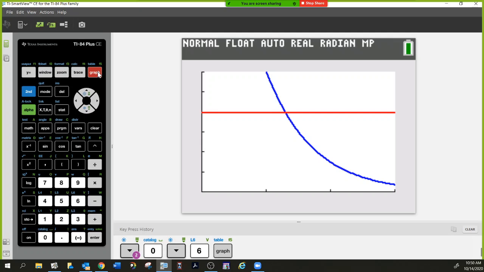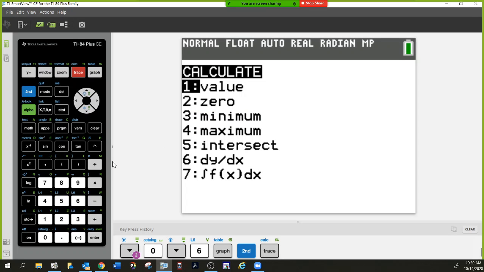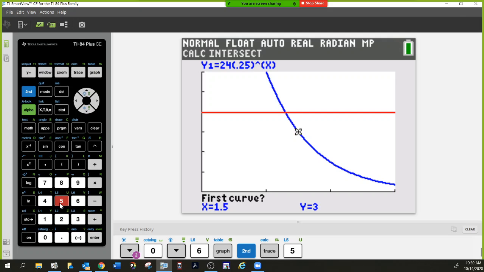You know what I'm not going to do? I'm not going to spend the time to solve this by hand algebraically. It's not worth it. Let your calculator do the job when you're taking a calculator test. You're going to get the same amount of credit. Second, trace, you're looking for an intersection, so second trace intersect, 5.